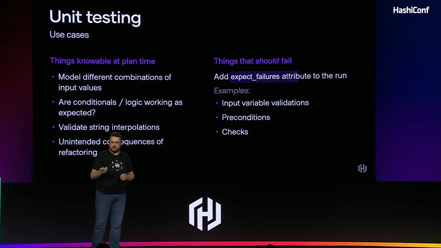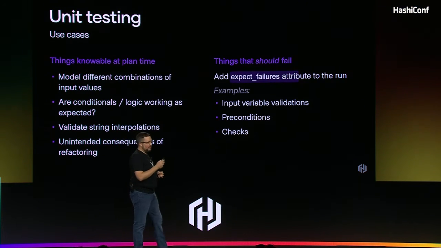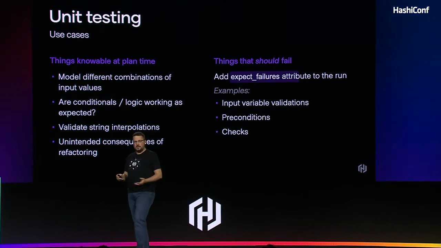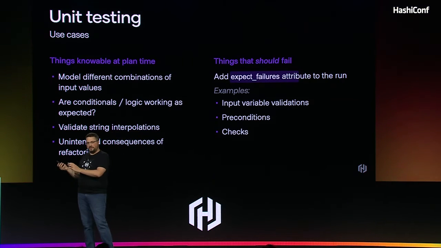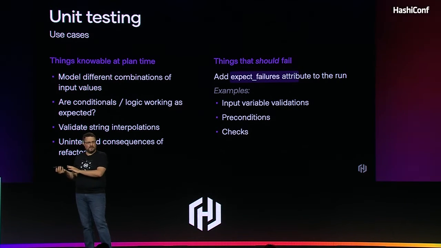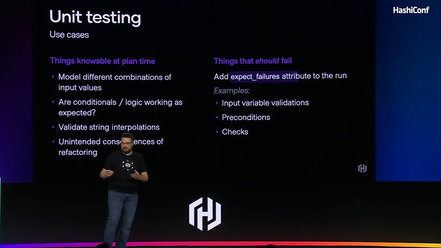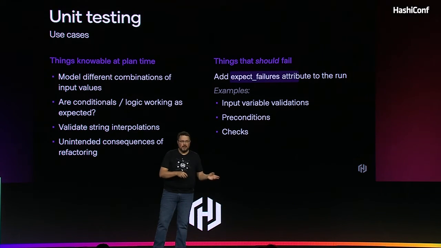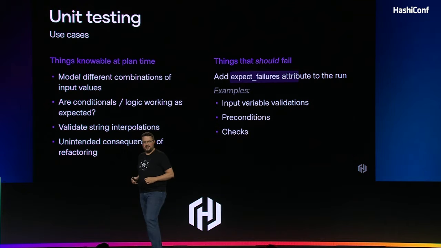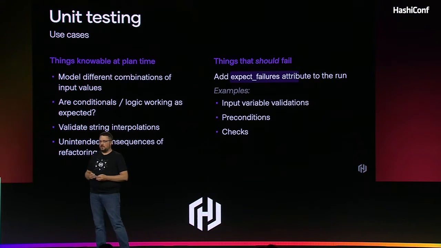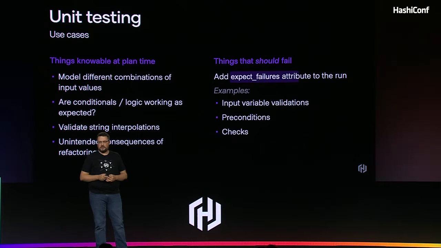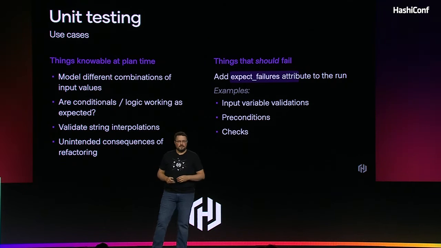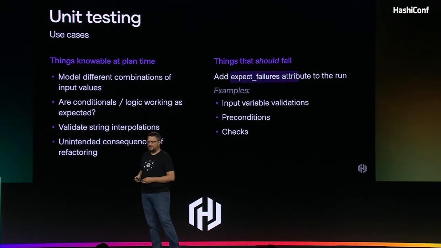We also have this interesting ability to test for things that should fail. So we talked about preconditions, we talked about input variable validations. You want to be able to check that, okay, if a user feeds a bad value that should cause one of those things to fail, does it actually fail? And frankly, I caught in one of my own modules a mistake I had made in a regex expression that was letting some values through that it shouldn't have, and the test framework caught that for me. So again, testing those input variable validations, preconditions, and checks by adding an expect_failures attribute. It kind of reverses the logic of the test. So now, if it doesn't fail, that's a failed test.